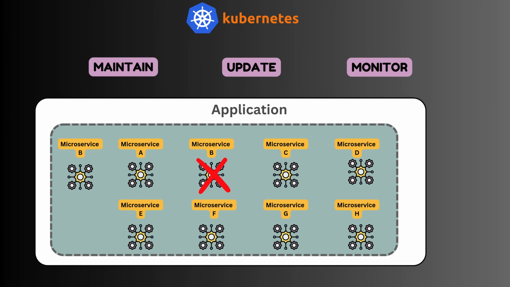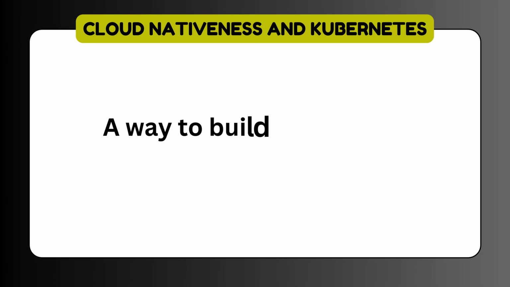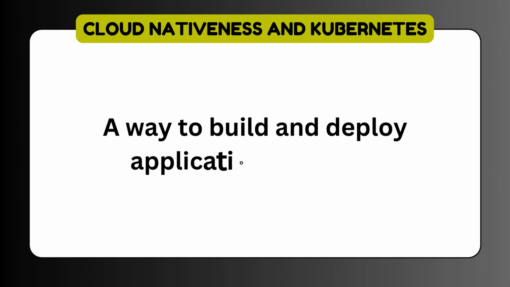And then comes cloud nativeness. Kubernetes is cloud native, but what does that really mean? Let's break this down into simple terms. It's a comprehensive approach to how we build, deploy, and manage modern software, specially designed for cloud environments. Think of it as creating applications that are born in the cloud and designed to thrive there.